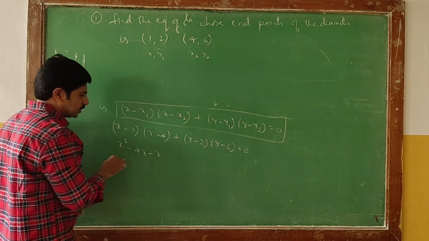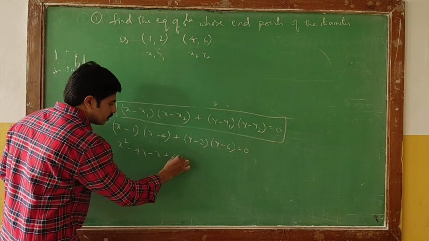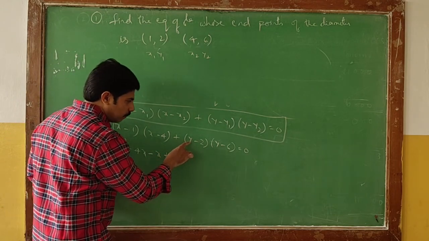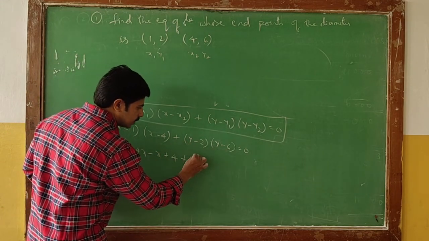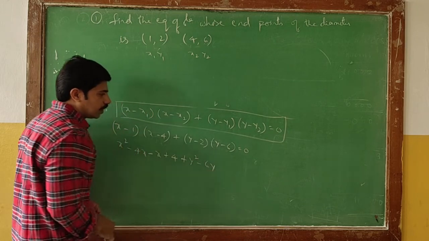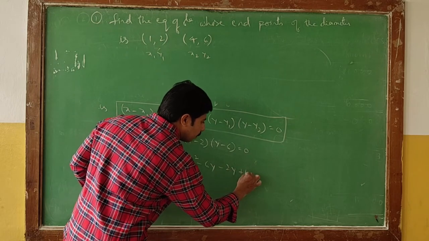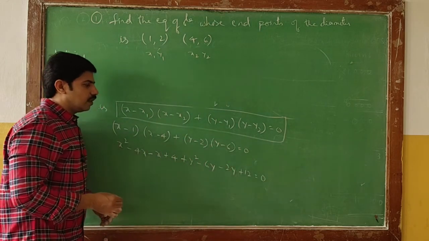Minus 1 into x is minus x. Minus into minus plus 1 fours are 4. Now multiply with y. You have to multiply y for these two: y times y is y square, minus 6y. Then multiply with minus 2. So we get minus 2y plus 12 is equal to 0.